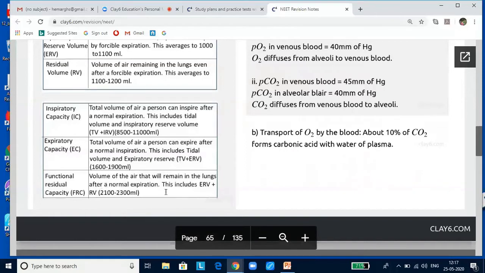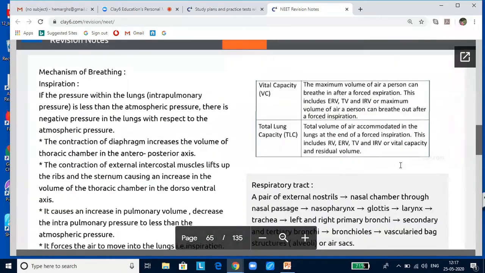Functional residual capacity is the volume of air that will remain in the lungs after a normal expiration. This includes ERV plus RV, that is 2100 to 2300 ml. Vital capacity is the maximum volume of air a person can breathe in after a forced expiration. This includes ERV, TV and IRV, or the maximum volume of air a person can breathe out after a forced inspiration. Total lung capacity is the total volume of air accommodated in the lungs at the end of a forced inspiration. This includes RV, ERV, TV and IRV, or vital capacity and residual volume.